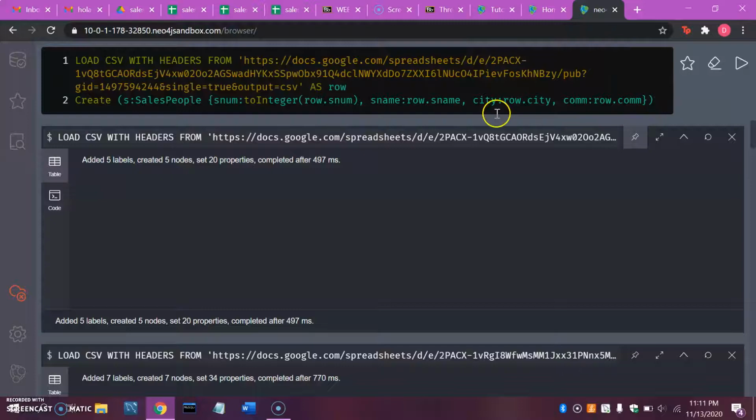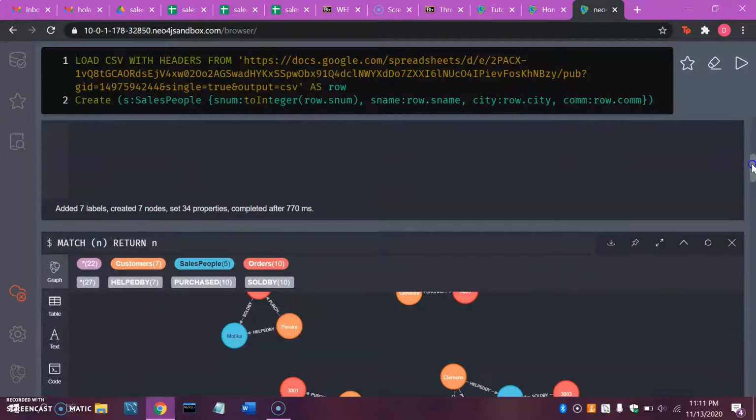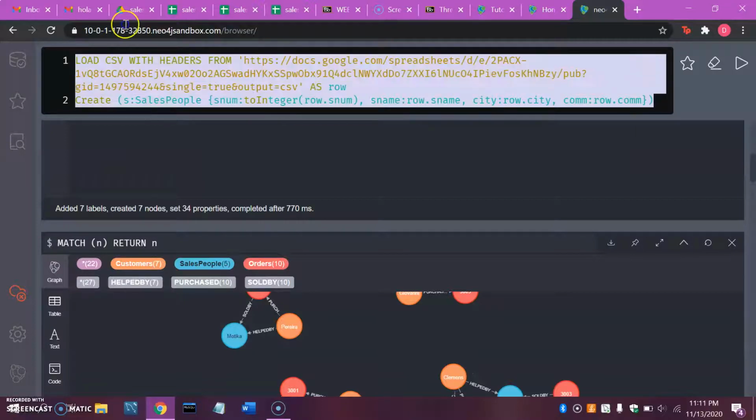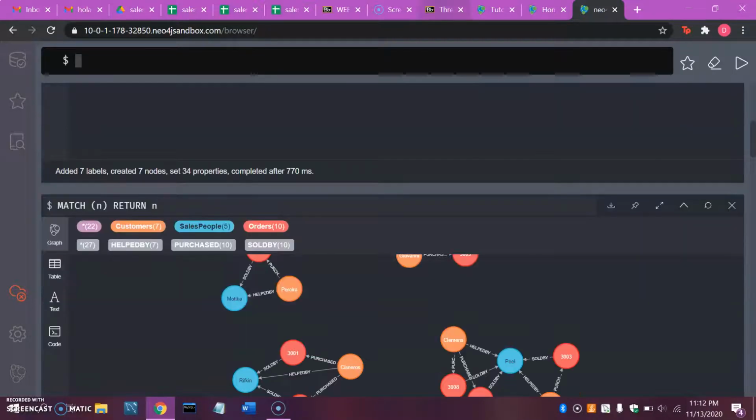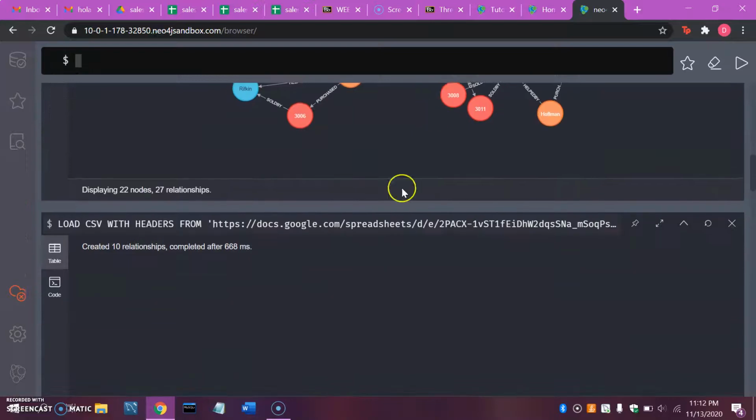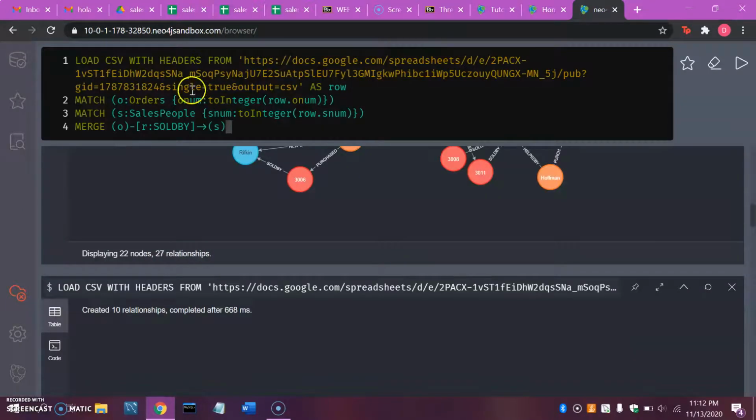Yeah, so this is what it is to create them, and then I also went ahead and did the queries for the relationships between them, so I'm just going to delete that since I've already done that. And this is how the relationships work. They match orders and salespeople, so an order was sold by a salesperson.